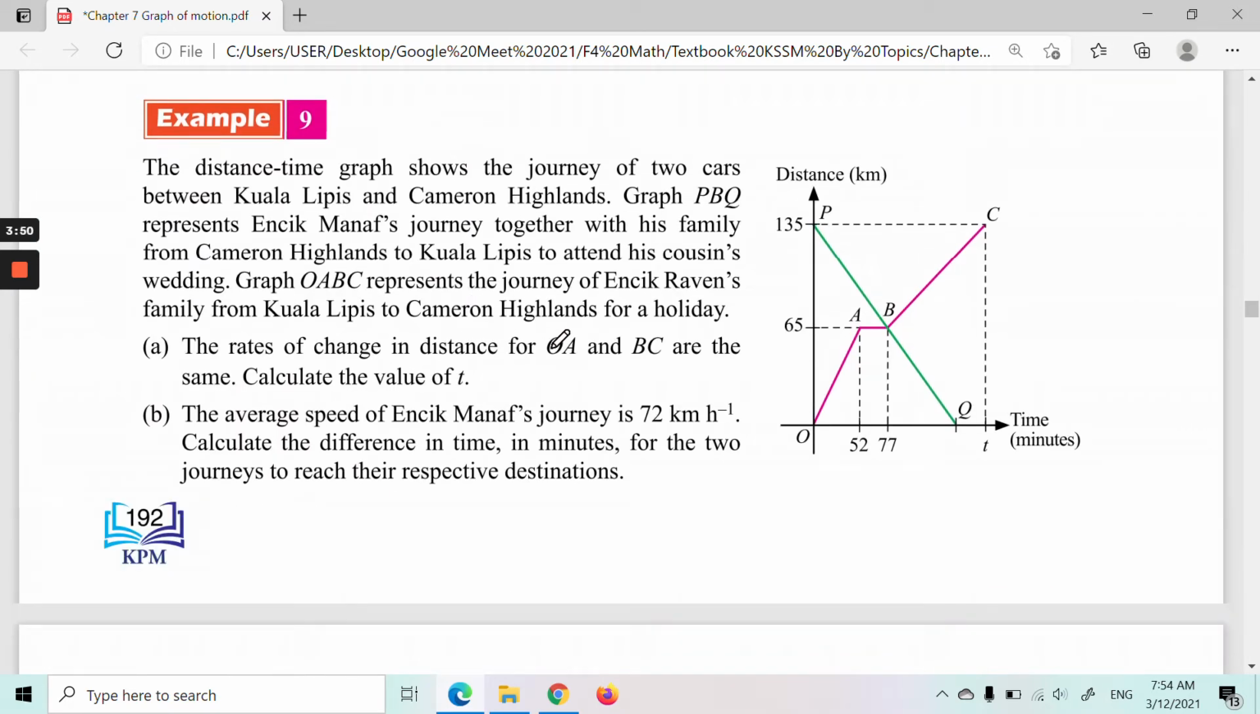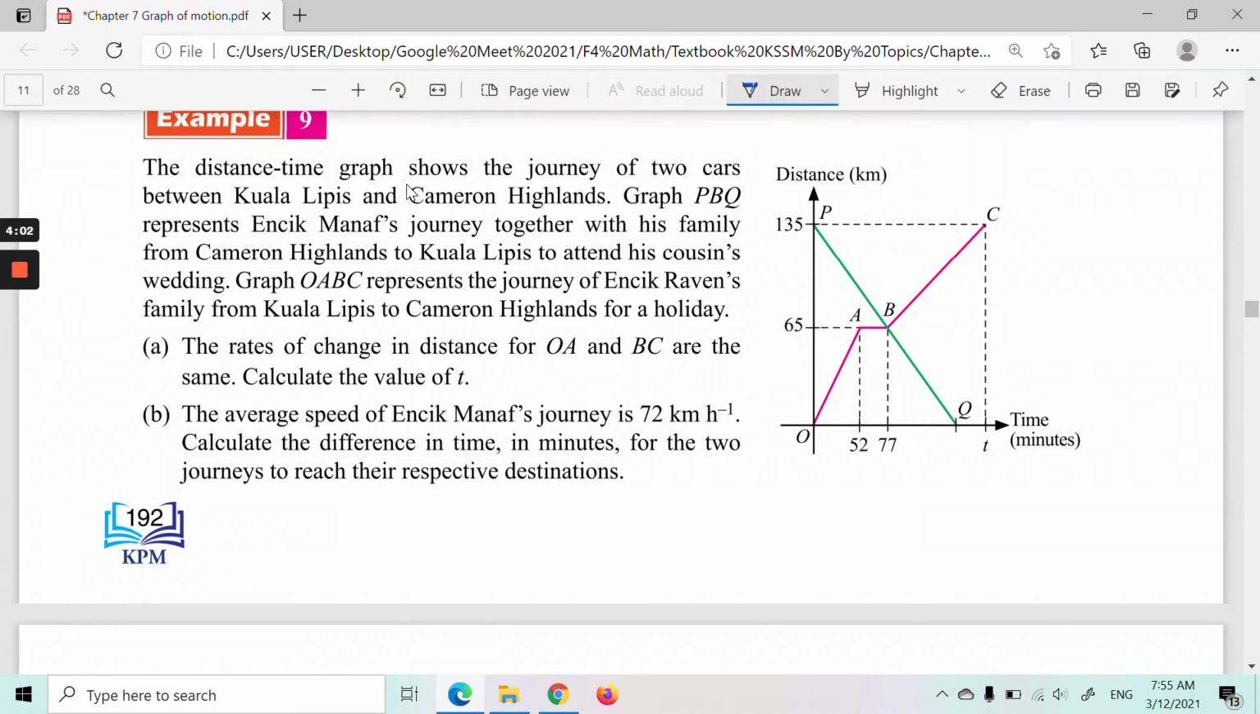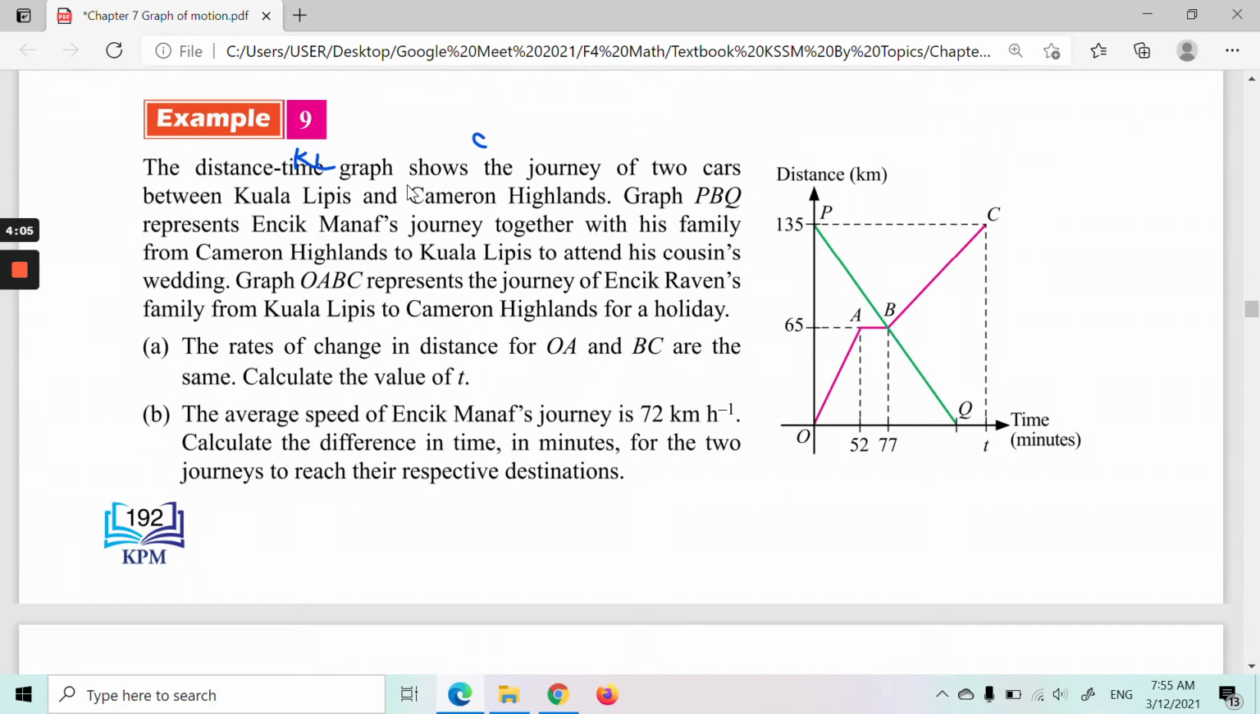So look at example 9. The distance time graph shows the journey of two cars between Kuala Lipis and Cameron Highland. So one is Kuala Lipis, one is Cameron Highland. Graph PBQ, this green color, represents Encik Manaf, together with his family from Cameron Highland to Kuala Lipis.